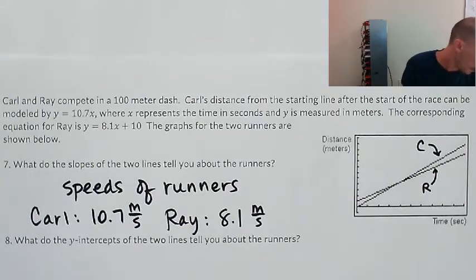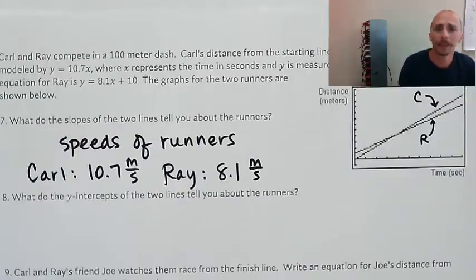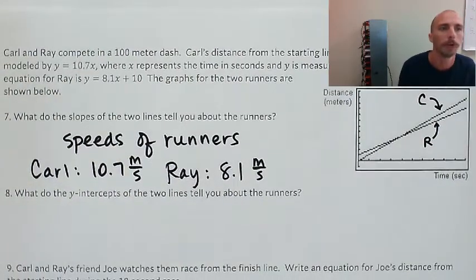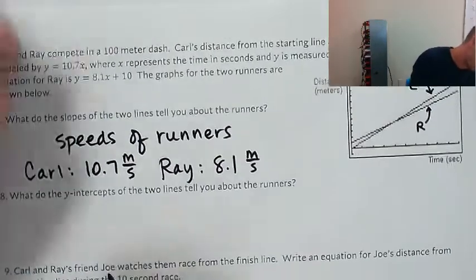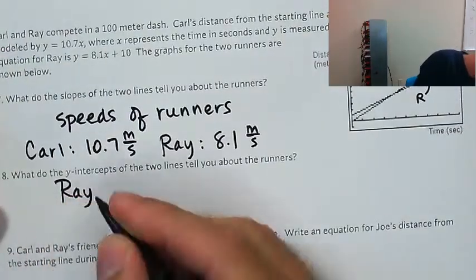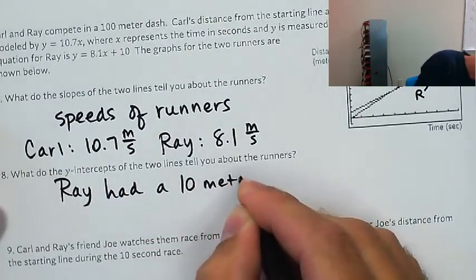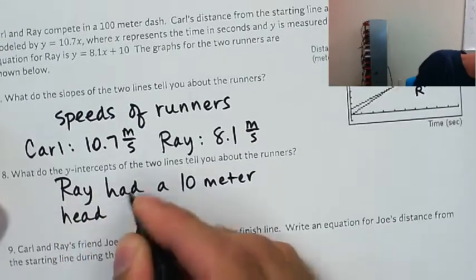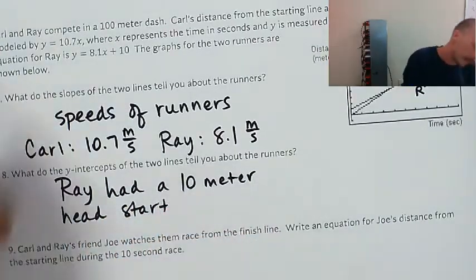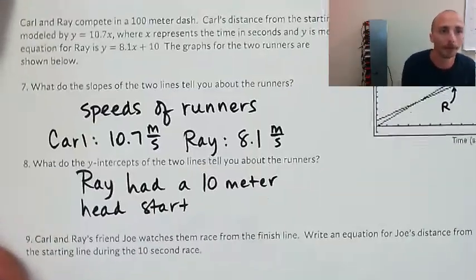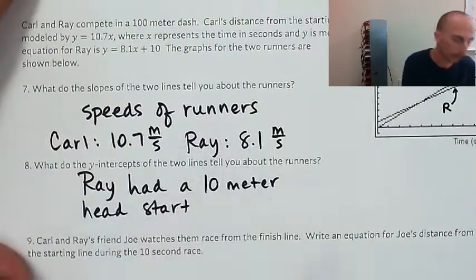Okay. And what do the y-intercepts of the two lines tell you about the two runners? That's what I was about to say. That plus 10 means they're starting in different places. To bring this into the context of the race, it looks like Ray had a head start. But I can quantify it: Ray had a 10-meter head start. And it does appear that he still lost. So the 10-meter head start was not enough to overcome this difference in speed. That looks pretty major.